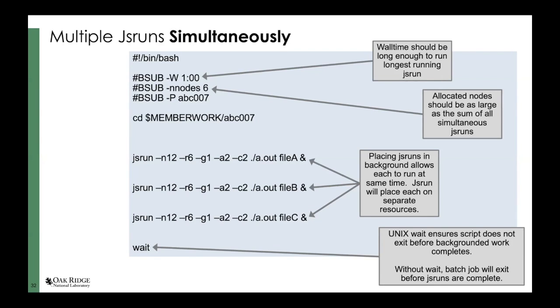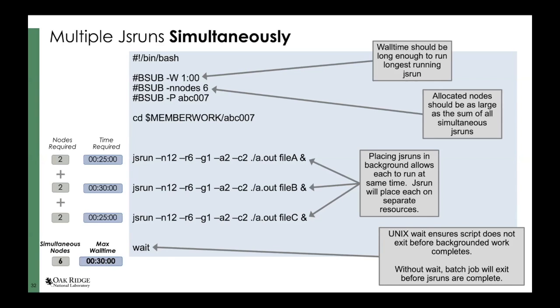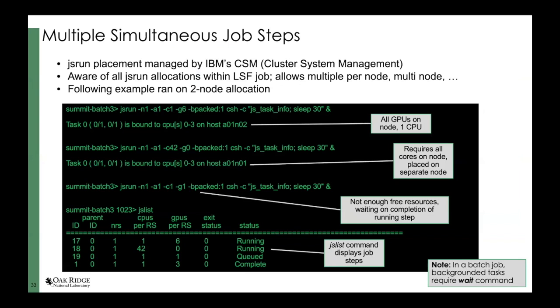So when you place these in the background with a wait, basically it lets it run the first command, the second command, and the third jsrun there at the same time. So in this case, you can use more nodes, but have a shorter wall time because these are executed at the same time. So these are both equally useful. It just depends on what you want to do.